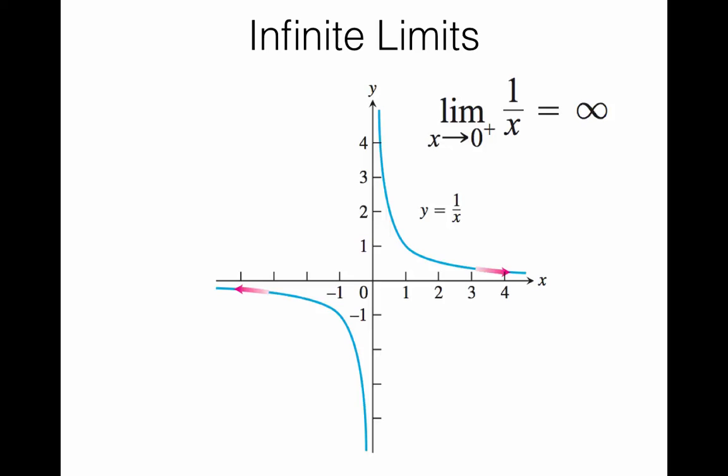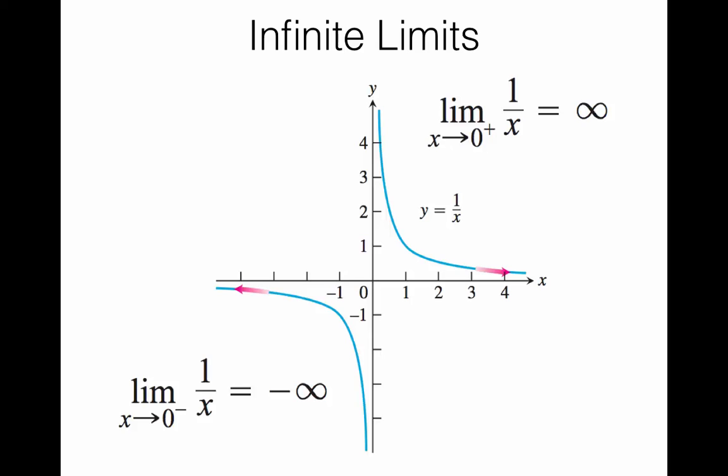Now consider the limit as x approaches 0 from the left. The values of 1 over x are getting arbitrarily large negative. The graph is shooting straight down slightly to the left of the y-axis. So we use this notation to denote that this limit does not exist, but it does not exist in a special way. The values of 1 over x as x approaches 0 from the left are getting very, very large negative, arbitrarily large negative.